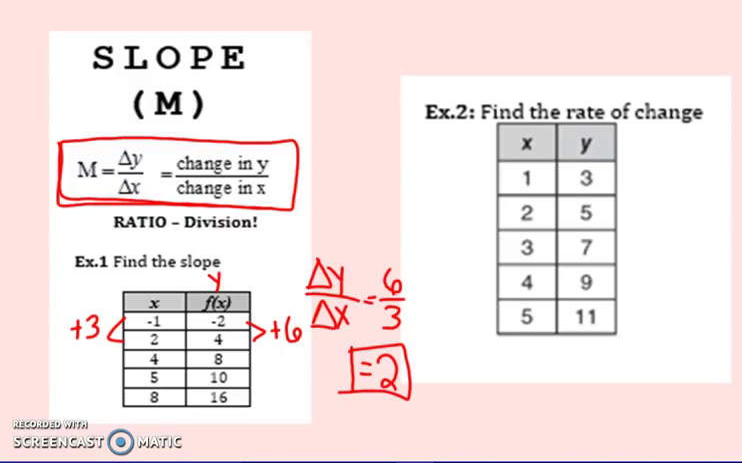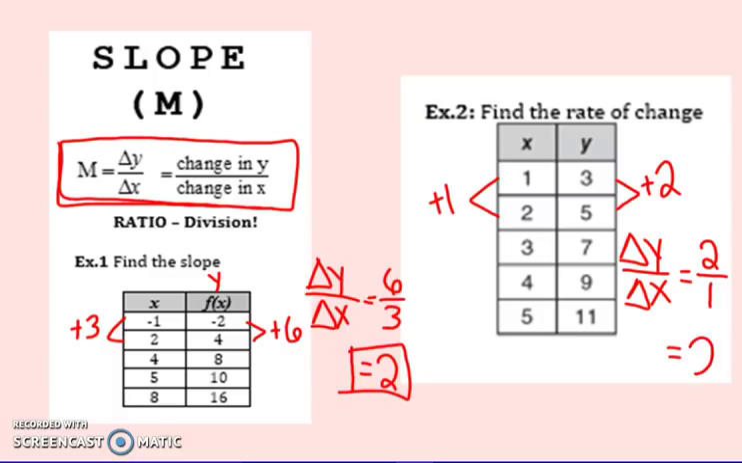If I look at my second example, again, I'm going to find the change in the x. I'm going from +1 to +2, which gives me a +1 change. On the y side, I'm going from +3 to +5, which gives me a +2 change. Again, I want the change in y over the change in x, which the change in y is 2, and my change in x is 1. So my final answer for the second table is also a +2.